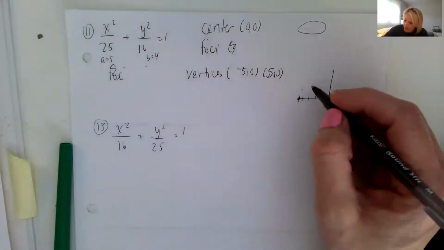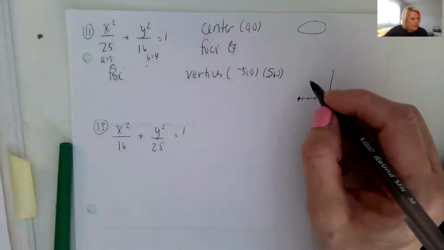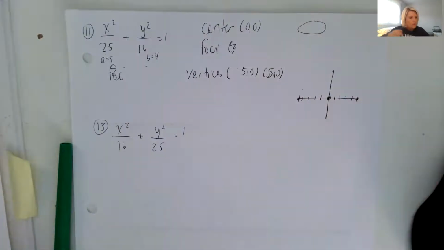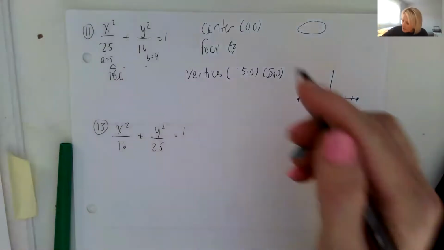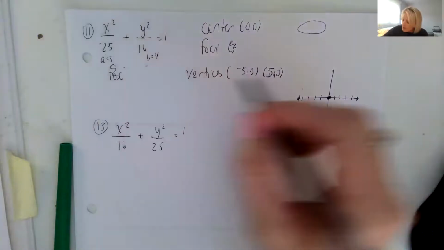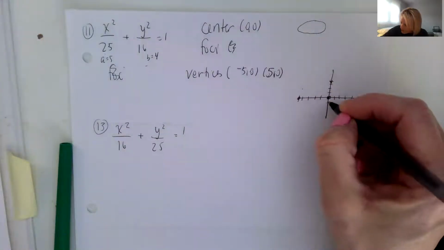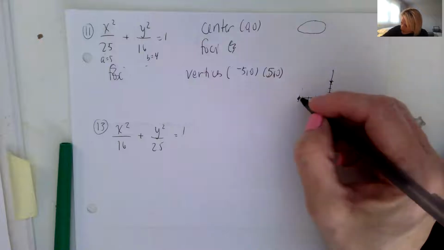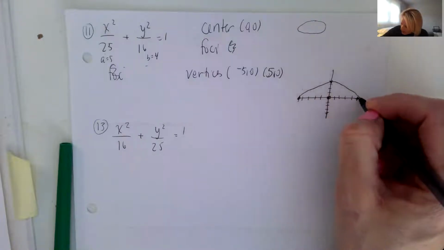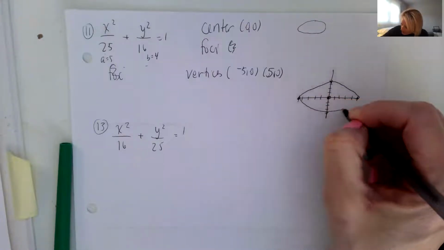And then our minor axis is going to be at 0 and -b. So that's going to be +4 and -4. So it's going to be 1, 2, 3, 4 this way, and then 1, 2, 3, 4 this way. So it's going to go through there and come over there, and then down through here and come over here.